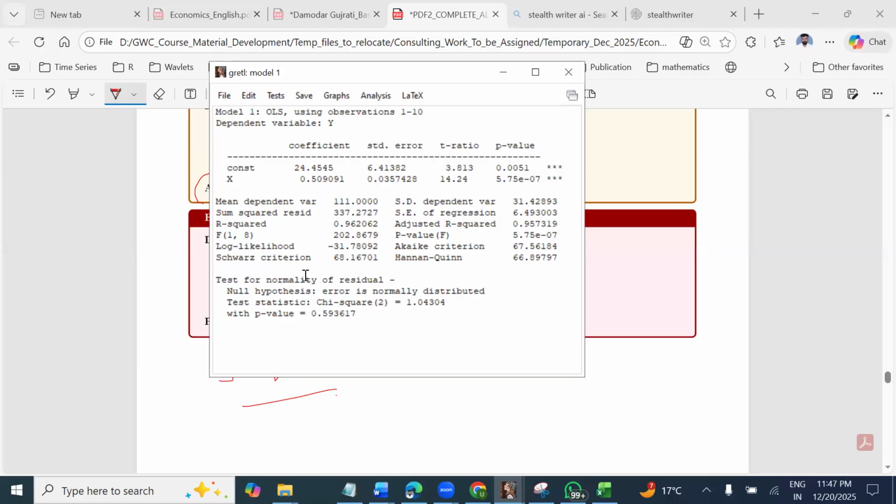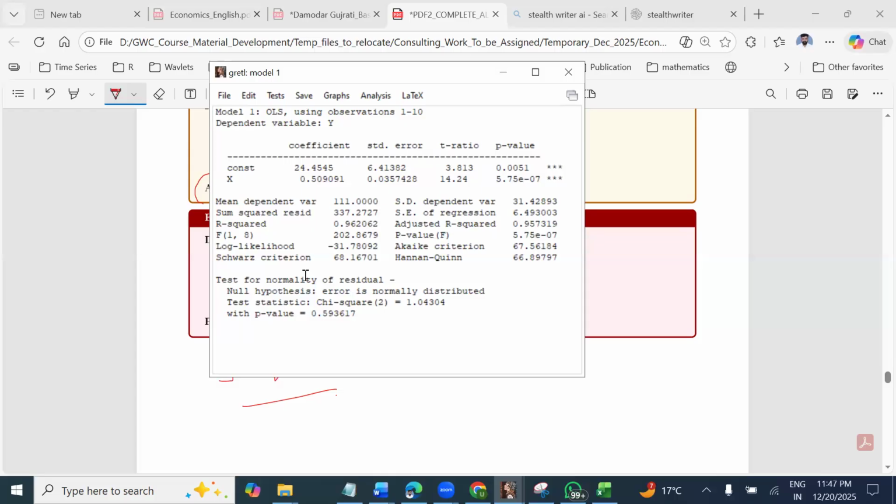No, sir. Heteroscedasticity is not there because the null hypothesis is that the error is normally distributed. Very good. Chinmay, is there any heteroscedasticity problem in this regression model? I don't know, sir. You don't know? Okay.